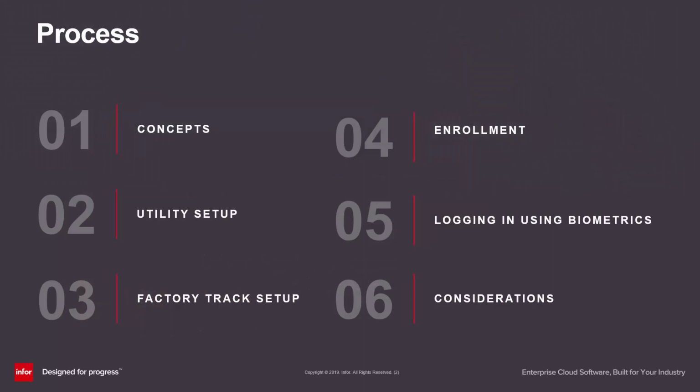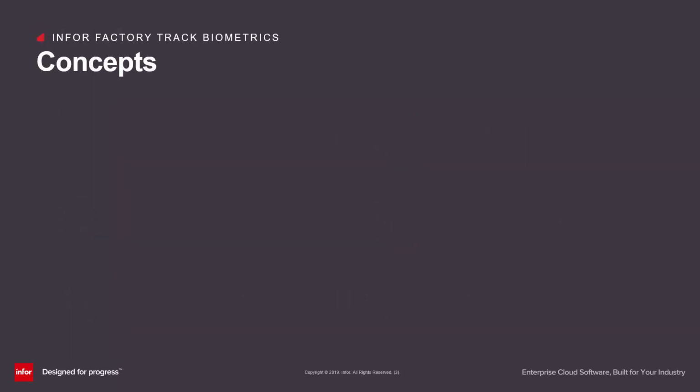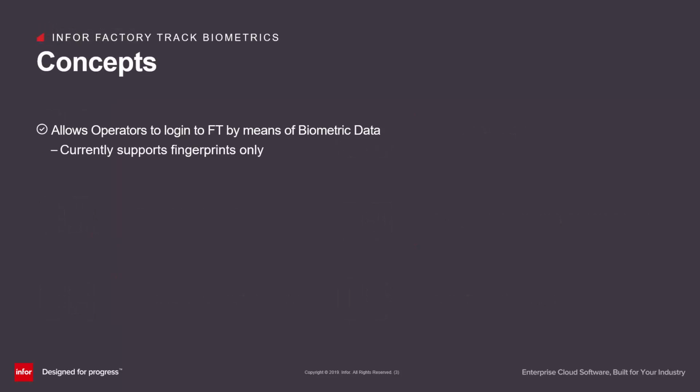In this video, we'll explain the concepts, how to set up a utility, how to set up Factory Track, how to enroll employees into the biometric system, how to log in using biometrics, and finally some other considerations. We'll also have a quick demonstration of how the process is used in real life. Look at the concepts first.